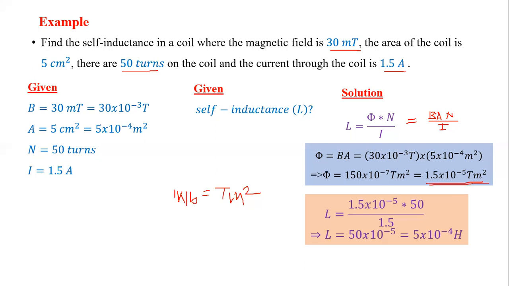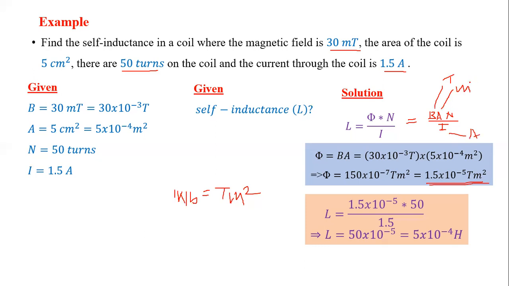Weber is the unit, no? Tesla is the unit, no? Meter square is the unit, no? And turns, no? So let's see the units in the moment: tesla, T, meter square, turns, over ampere, no?